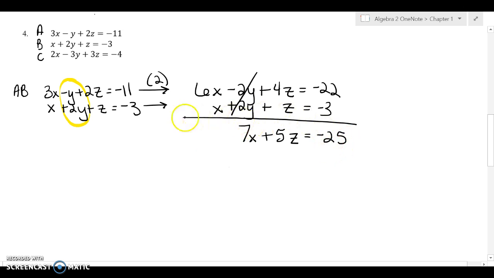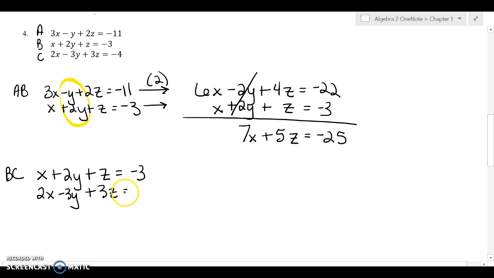And now I'm going to do that again with another equation, and this time I'll kind of run out of space, so I'm going to do B and C. So B is x plus 2y plus z equals negative 3. And the next one is 2x minus 3y plus 3z is negative 4. Again, because I chose y's in the first problem, I have to get rid of y's here. And so I need to get them the same.